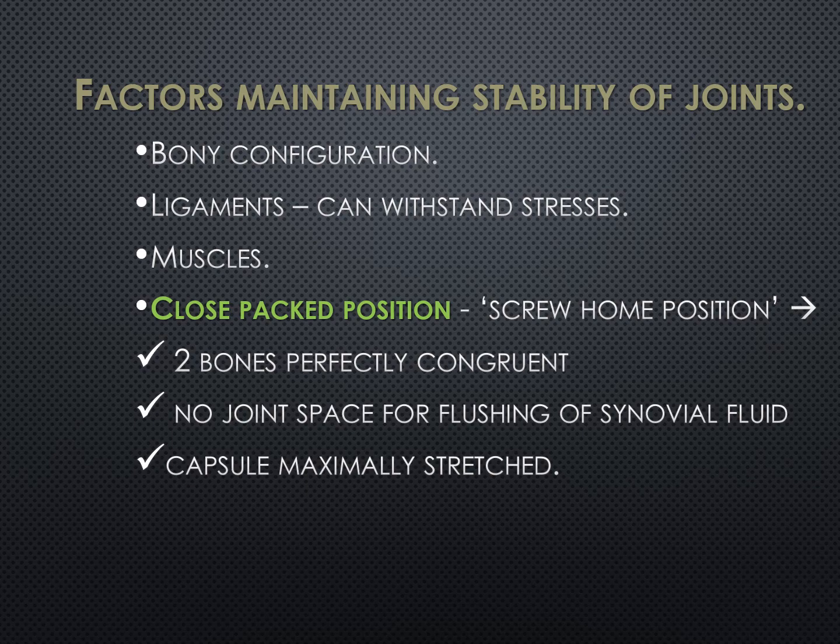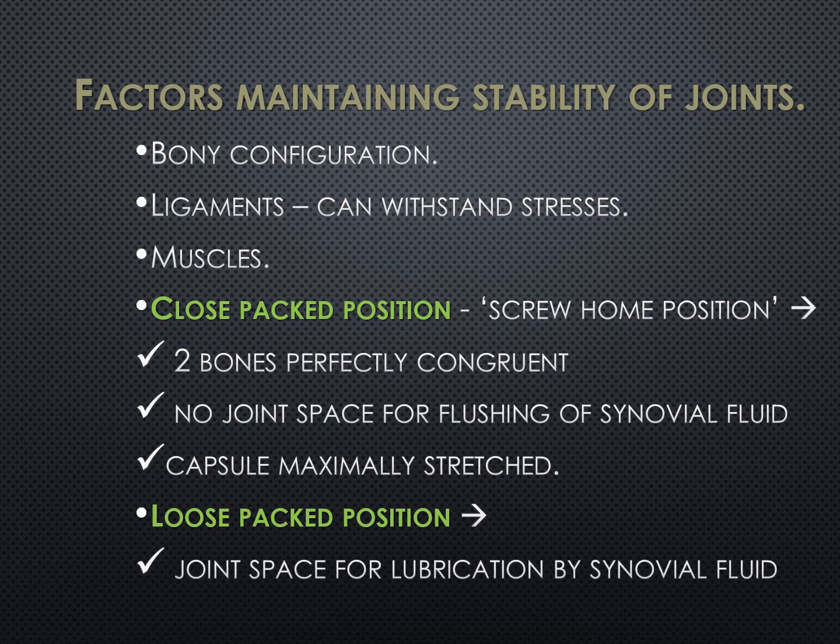Now the opposite of that is the loose packed position. Here the two bones are not perfectly congruent and there is a joint space for the flushing of the synovial fluid, for the lubrication by the synovial fluid and for nutrition of the articular cartilage. And here the capsule is not stretched, the capsule becomes loose. So these are the factors which help in maintaining the stability of the joint.